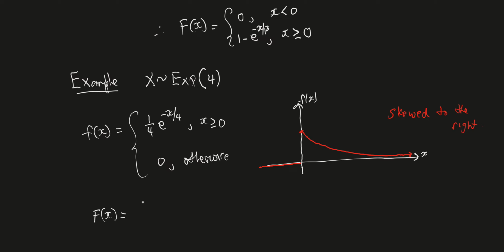So the CDF is the function that is 0 whenever x is less than 0, and then it is 1 minus e to the negative x over 4 whenever x is greater than or equal to 0. And what does this function give me? Well, it gives me the area function, right?